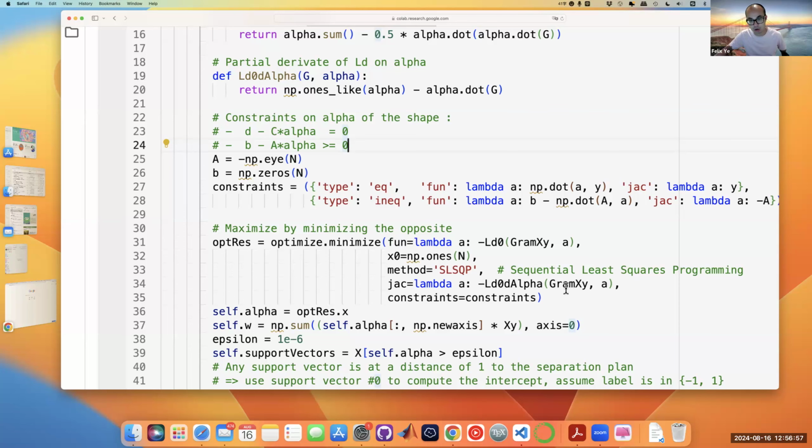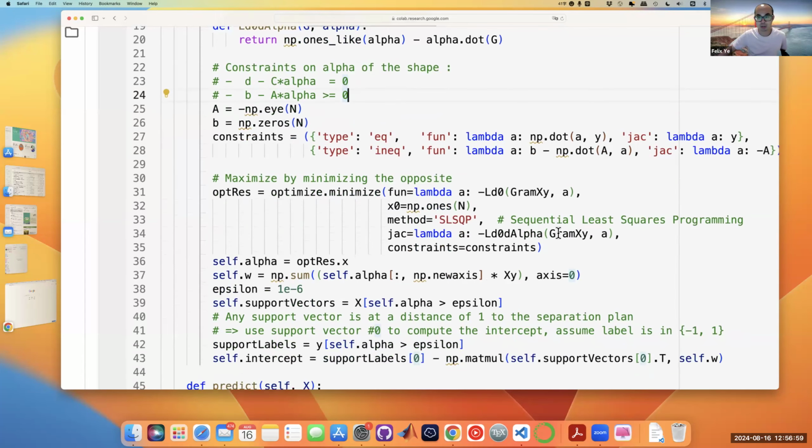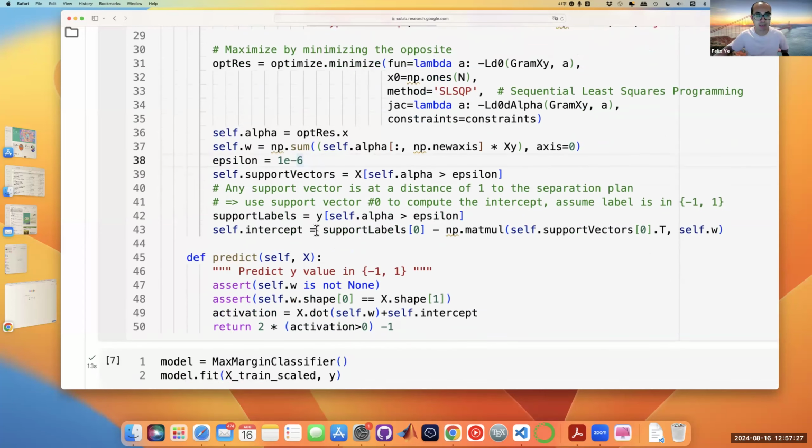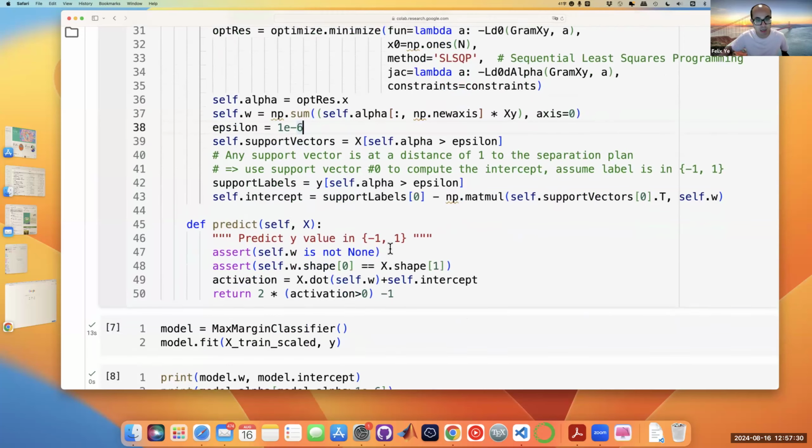So in Jacobian, you have a constraint. It just solves it automatically for you. You don't need to worry too much about this. And you set some epsilon. If your alpha value is bigger than 10 to the minus 6, then we consider this point to actually be a support vector. I want to emphasize that the support vectors are at distance 1 from the zero boundaries, as we mentioned. So we can also find these support vectors.